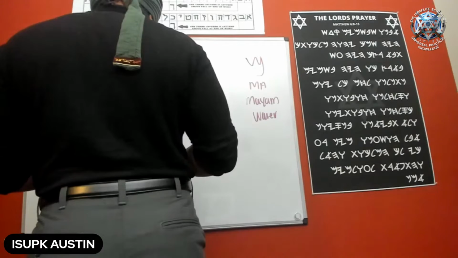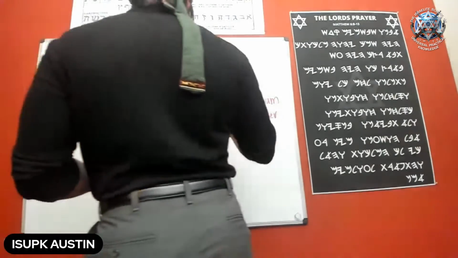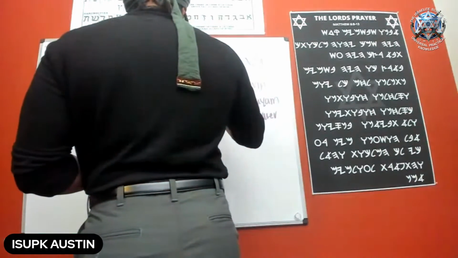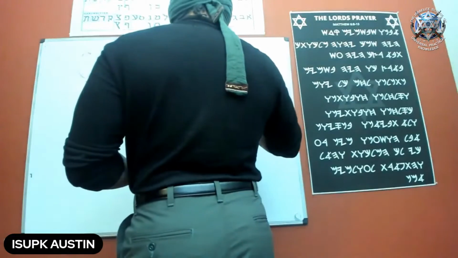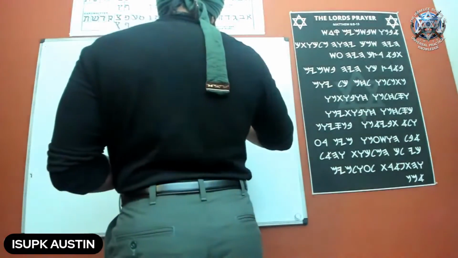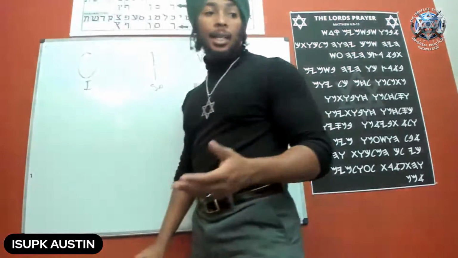All right. We have now this one, which comes from the word Nawan. This one's like a sprout. Right, it's like a sprout.